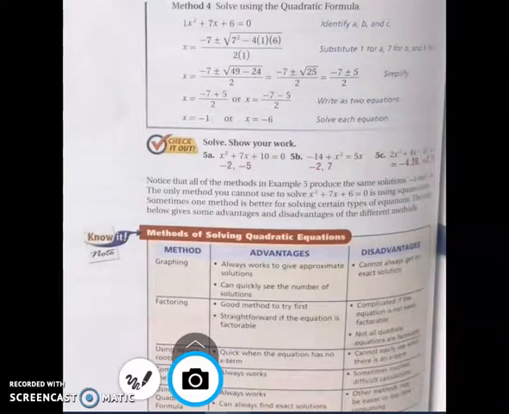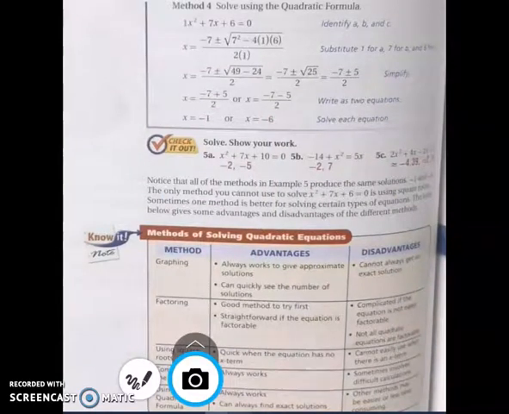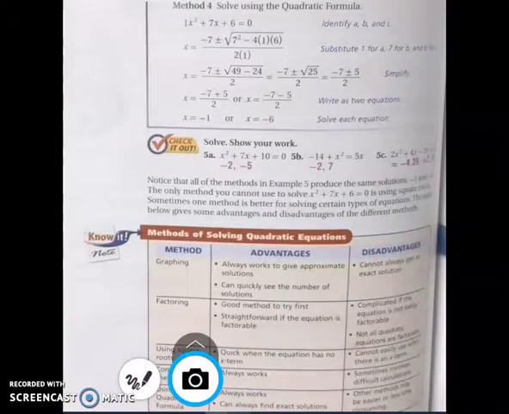So as you see, we can use several methods to solve quadratic equations. I want you to notice that all of the methods in example 5 produce the same solutions, -1 and -6. The only method you cannot use to solve x squared plus 7x plus 6 equals 0 is using square roots. Sometimes one method is better for solving certain types of equations.